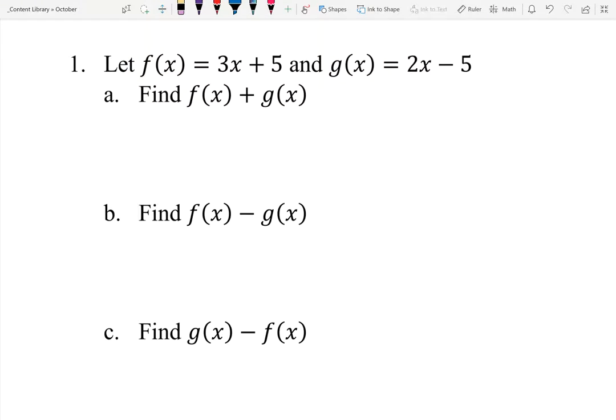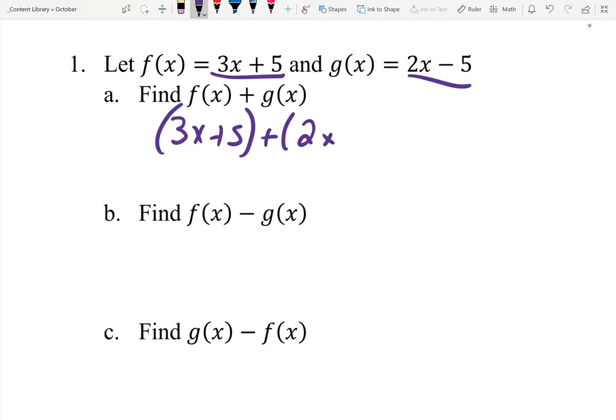So when it says part a, f of x plus g of x, it's saying your f function, which is 3x plus 5, needs to be added with your g function, which is 2x minus 5. So the 3x plus 5 is the f of x function, and g of x is 2x minus 5. That's what we're adding together.